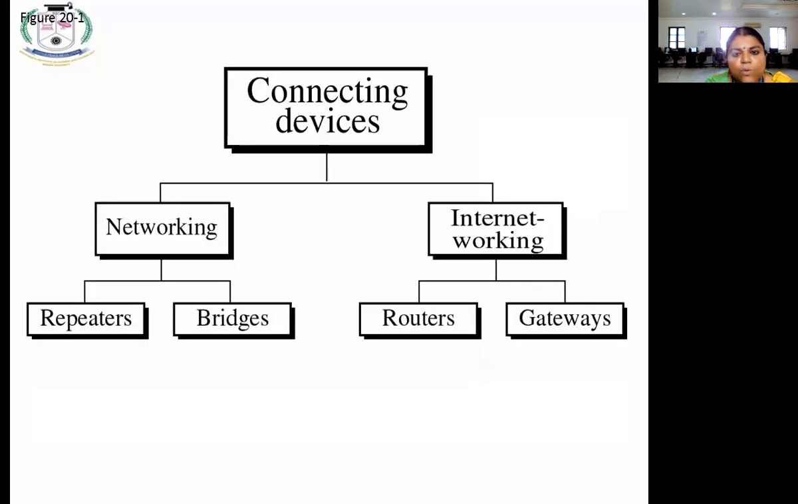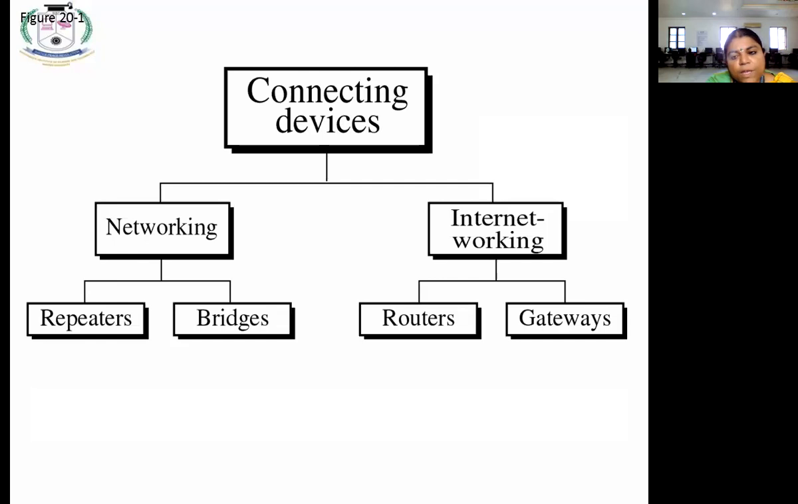Now moving on to the connecting devices. We can broadly classify connecting devices under two categories, one meant for networking and another one for internetworking. Understand the meaning? What is actually a network? A LAN is a network. If you take a small room and have some 4 systems or 4 devices connected, how to connect them efficiently? That is taken care of by two connecting devices: one is the repeater, and another one is the bridge.